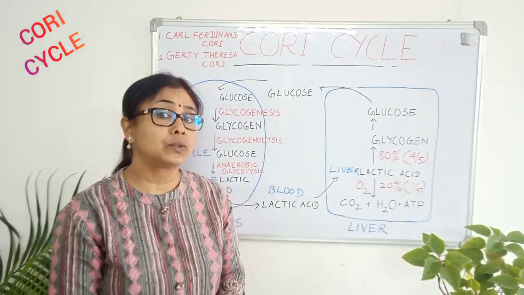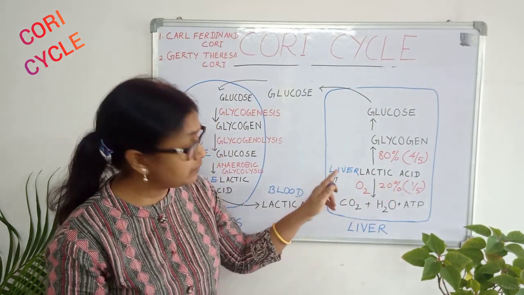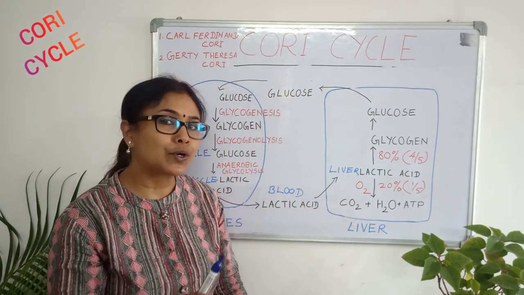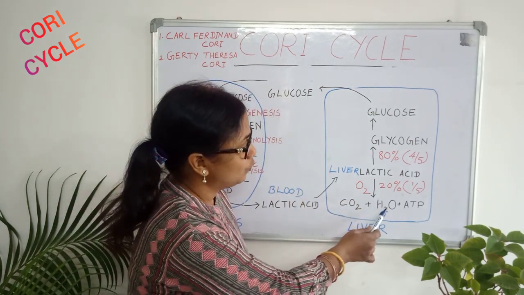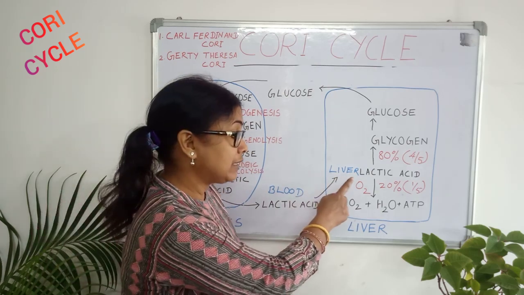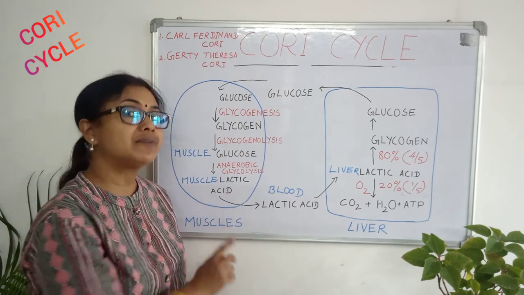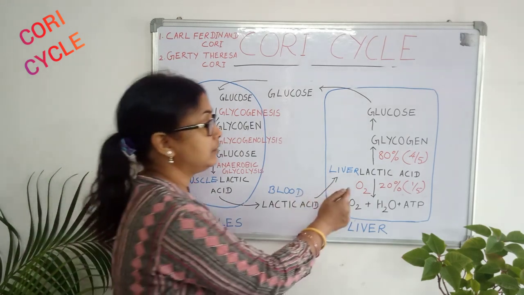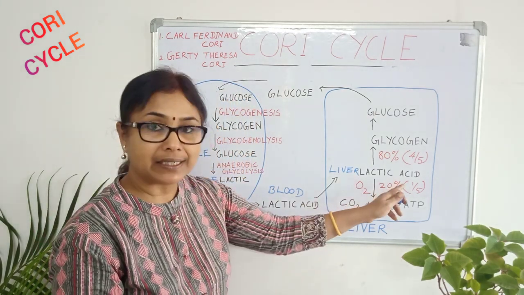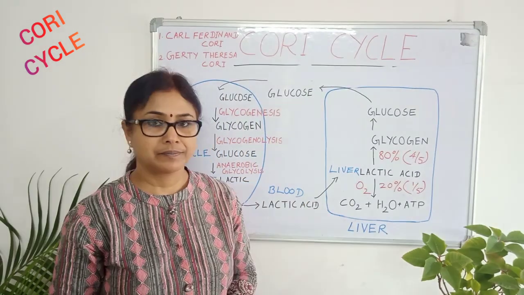It is interesting to note that 20% or 1/5 of the lactic acid which has entered the liver becomes oxidized and broken down into carbon dioxide, water, and ATP molecules. Now, see children, this lactic acid was produced here and it was not broken down in the muscle cells because of lack of oxygen. Here, this extra oxygen is utilized to break down this lactic acid. So, this is also known as the oxygen debt.